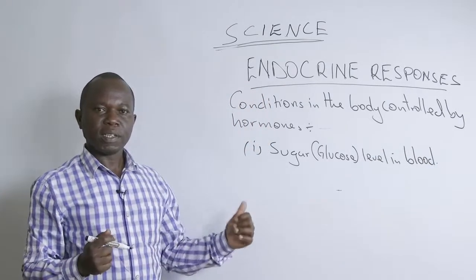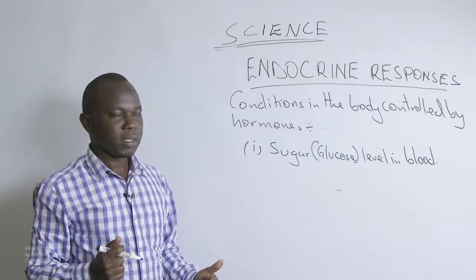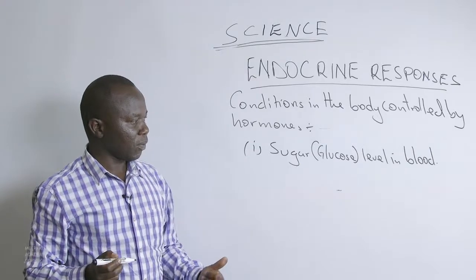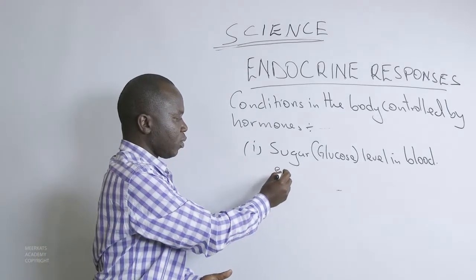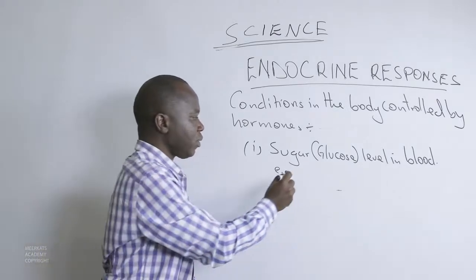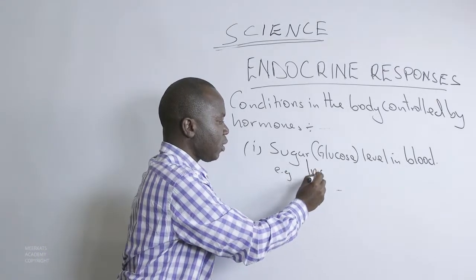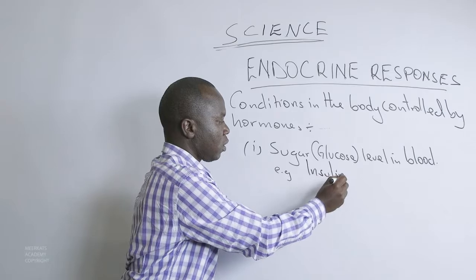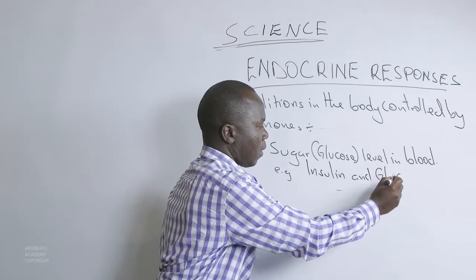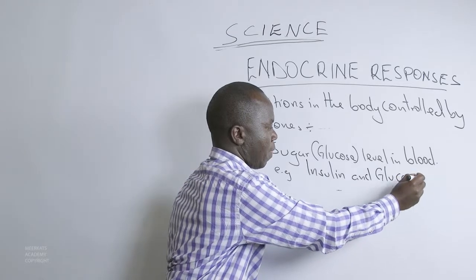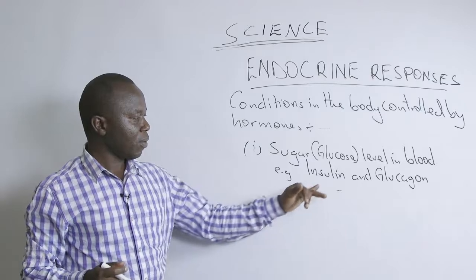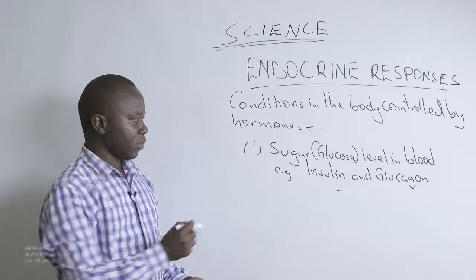Now, I know it's not the first time you're coming across this, that we have hormones that can control sugar level. We know those hormones. We have two kinds of hormones that control sugar level. We have insulin and glucagon. So we shall find out, in our discussion, how the two are involved.